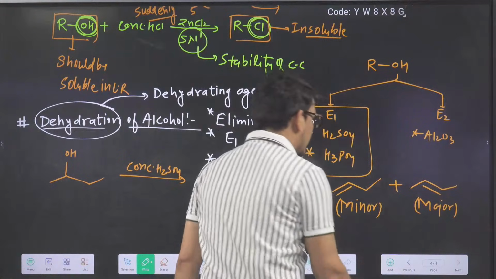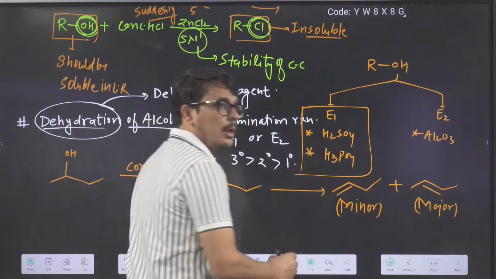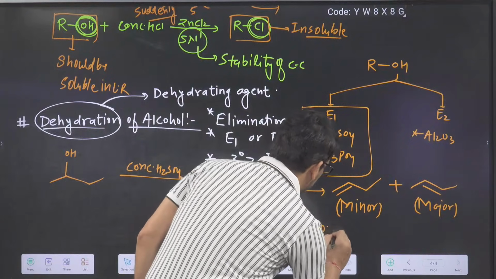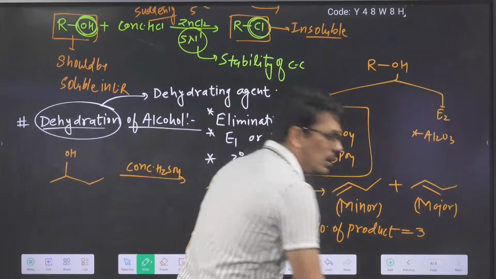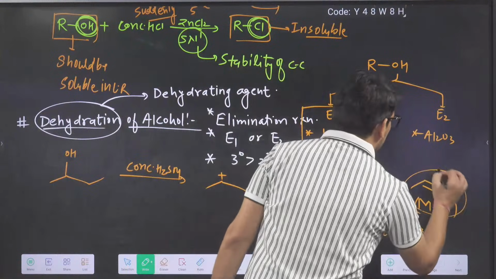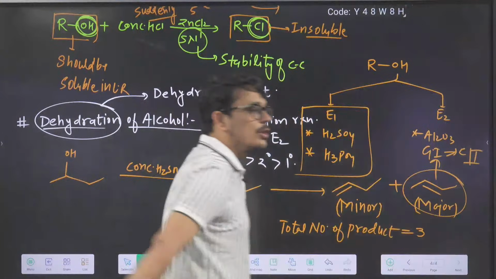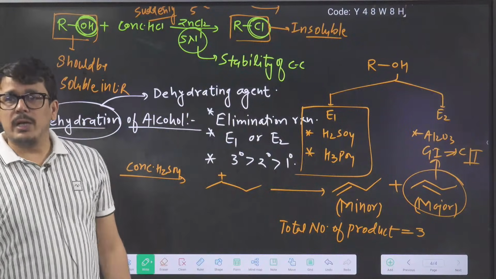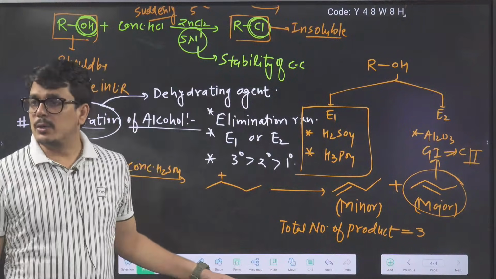And one more question. Here if I said in this case, total number of products, how many will be there? 3 or not? 3. Why 3? Because in this case we will get geometrical isomers, that is, one of them cis and one of them trans. Clear to everyone? Yes or no?